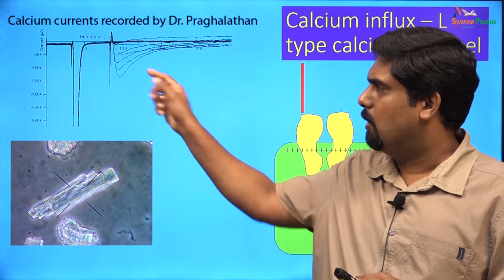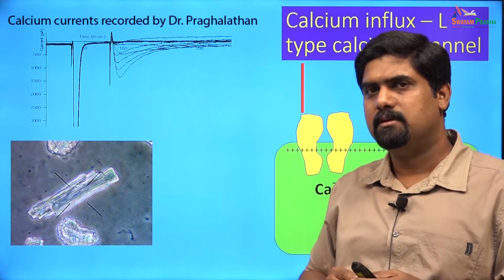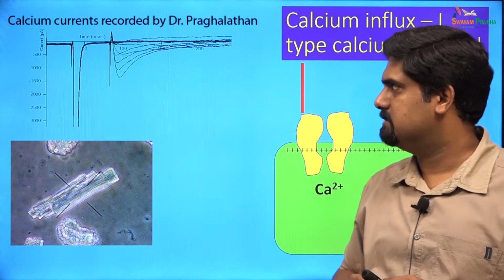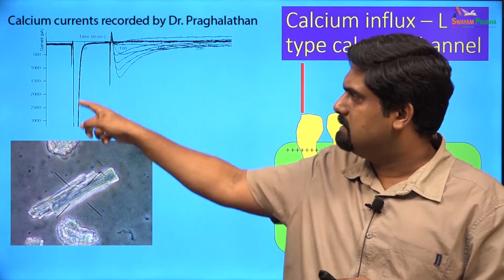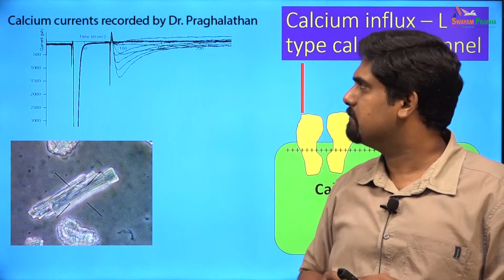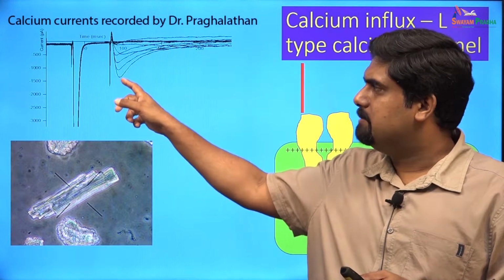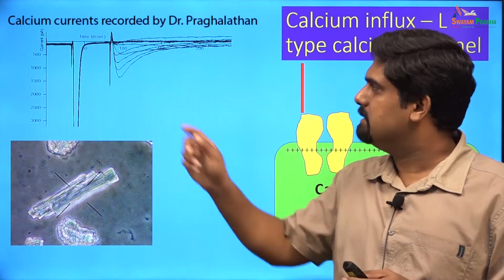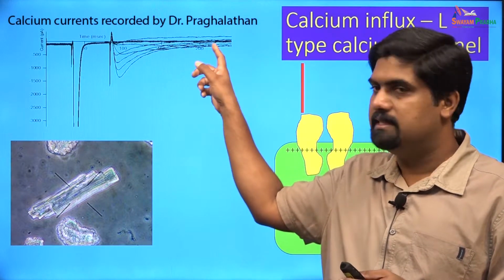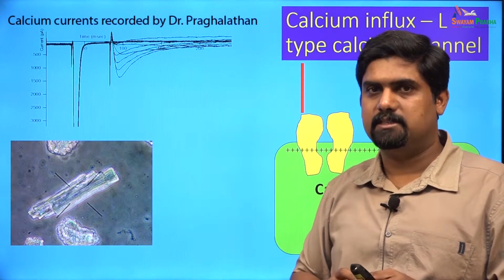These currents are also long lasting, and therefore these channels are also called L-type or the long lasting calcium channels. This large inward current that you see on the left is sodium current. Now if the cell is kept depolarized for a longer period, the magnitude of the calcium current decreases, and this property of the calcium channel is known as inactivation.